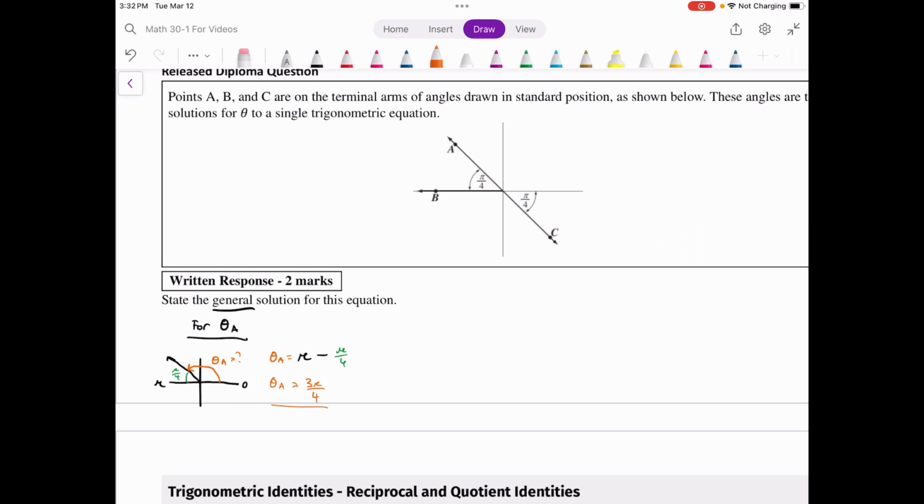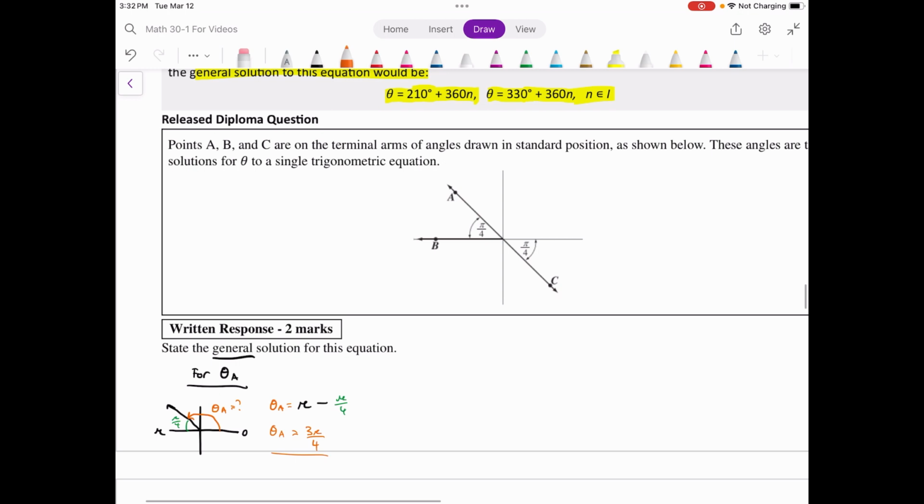So if 3 pi over 4 is a solution, right, think of it this way. This is a solution. It has the correct ratio to make the equation true. Sure, we don't know what the equation is, but we know that 3 pi over 4 solves it. Well, if 3 pi over 4 solves it, wouldn't that angle that I just drew solve it as well, right?